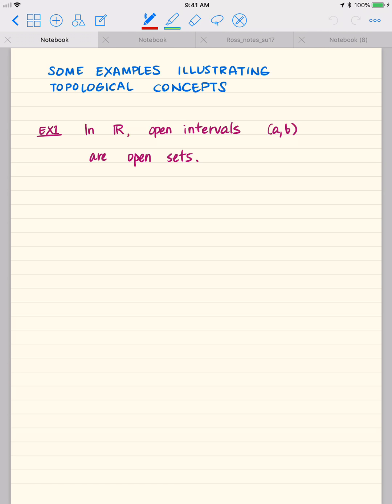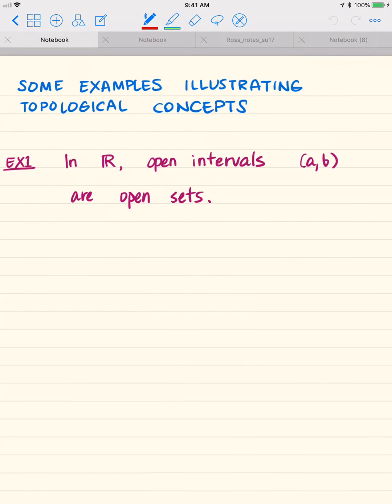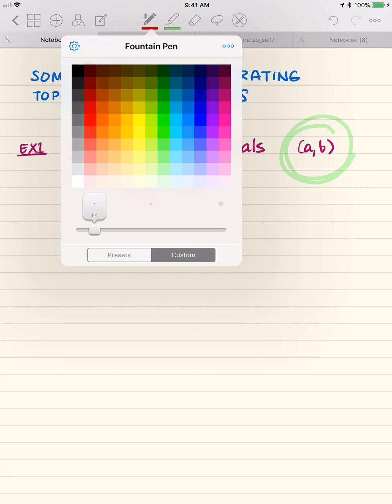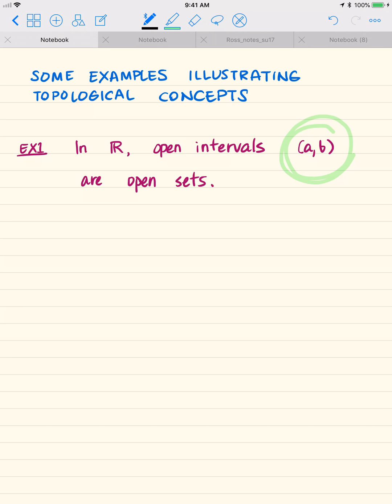Okay, so we're going to start off by talking about some examples illustrating the concepts of openness, closedness, and boundary, interior, closure, etc. Our first example is concerning open intervals in R. What we want to do is show that open intervals of the form (a, b) actually are open sets. And just as a reminder, what does it take to be an open set?